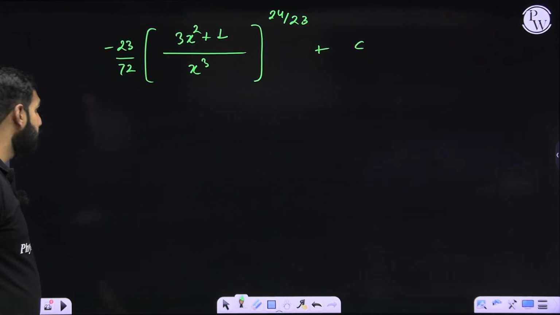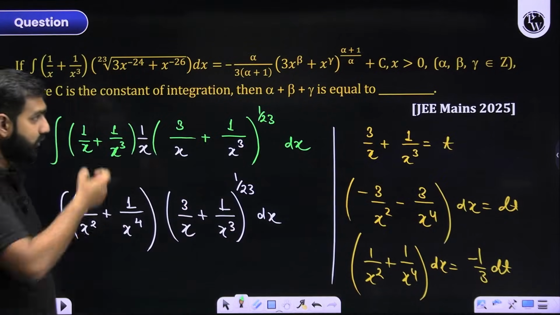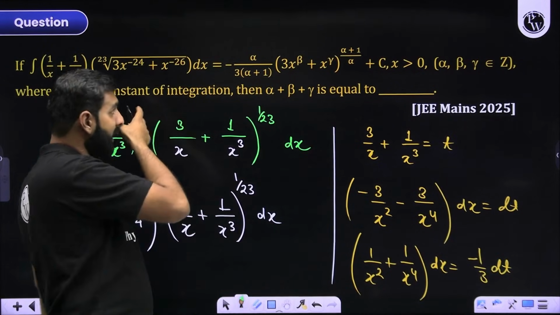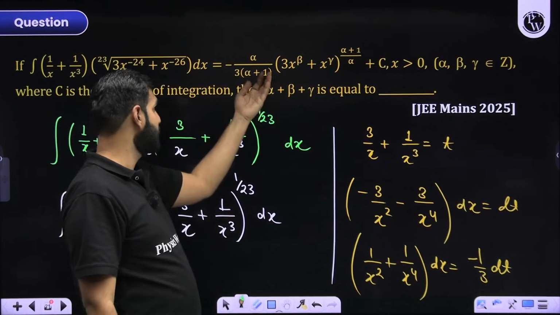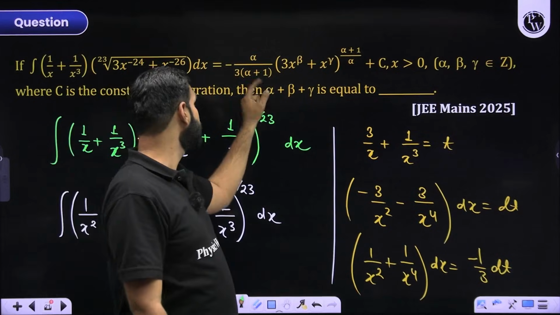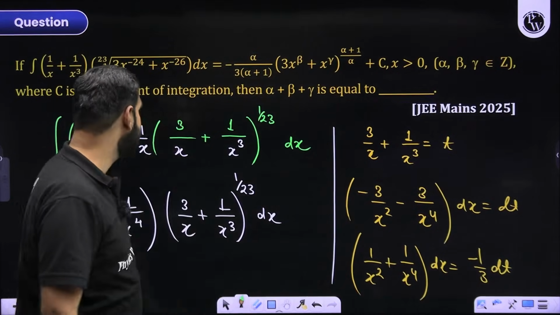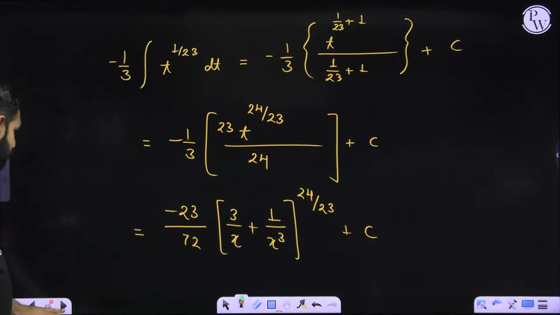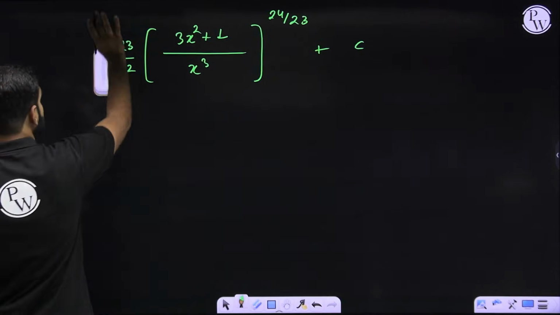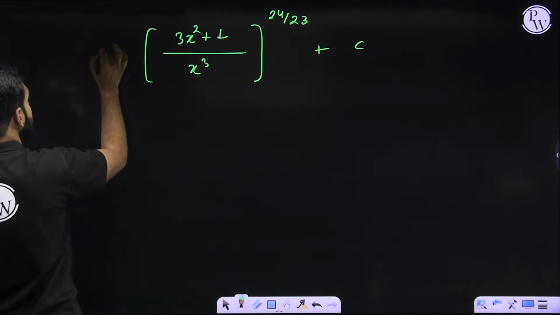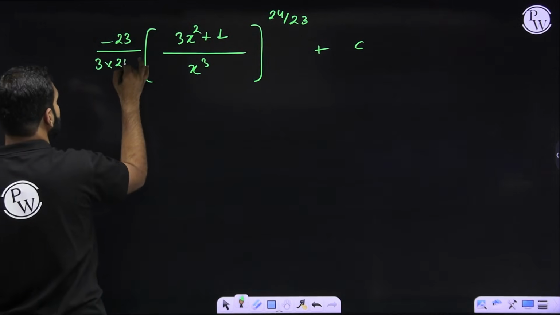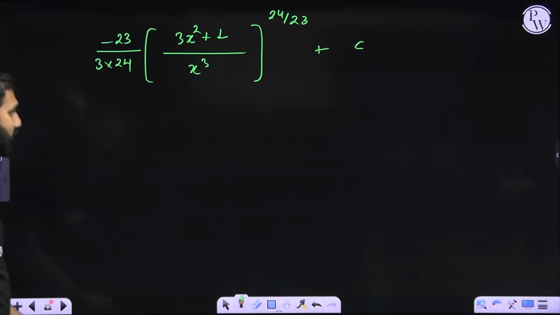Now let us match it with what we are given. So we are given 3x to the power beta plus x to the power gamma, and there is some constant outside here. 3 is also there, minus is also there, so I made a mistake: I should not have multiplied this 3 inside, which made it look like 72. I should keep it like this only. It is minus 23 by 3 into 24. I think it will now match with what we are asked to write.